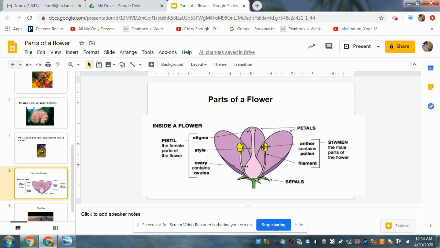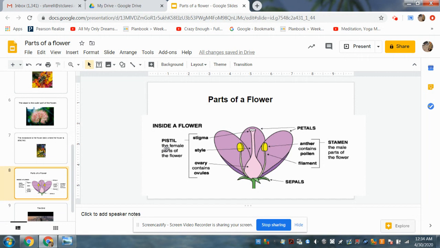So this top part is the anther, and the filament is the long tube that supports the anther. So you can remember A in the alphabet goes before F. So anther, filament. Anther is the top, filament is the bottom. Stamen is the male part, and it has the word men in it. And men is the plural form of man, which is male. So stamen is the male part of the flower.